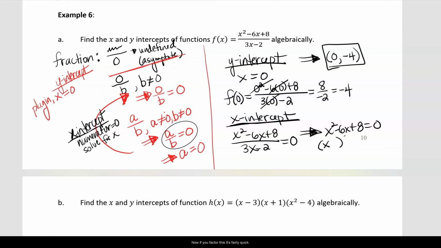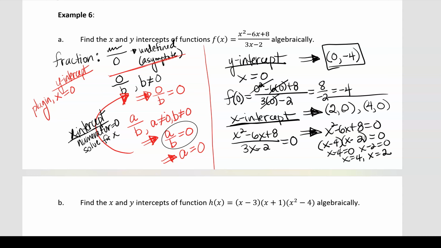Now, if you factor this, it's fairly quick. We're looking for the factors of 8 that add to a negative 6. So the factors of 8 that have the same sign, and when you add them together, you get negative 6, and that's negative 4 and negative 2. You end up with x minus 4 equals 0, x minus 2 equals 0, x equals 4, and x equals 2. So the x-intercepts happen when y is equal to 0, and the x values are 2 and 4.